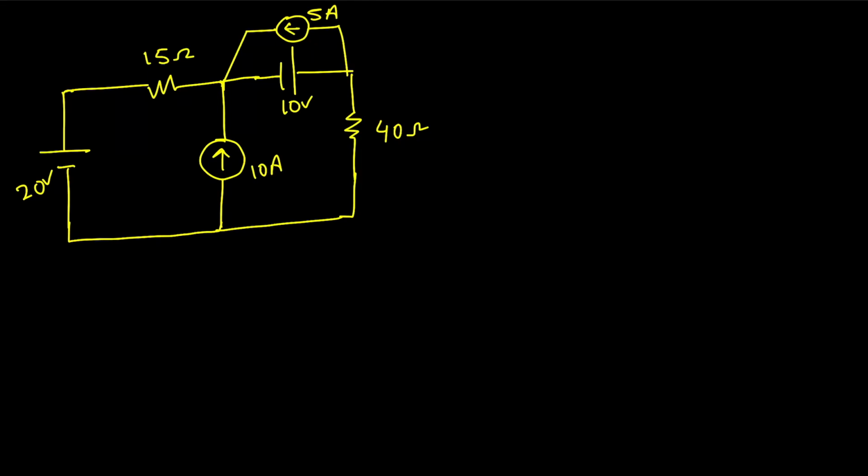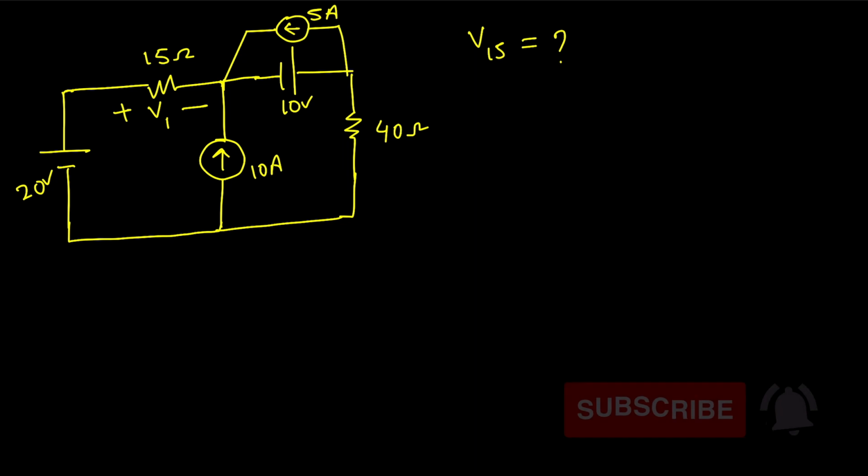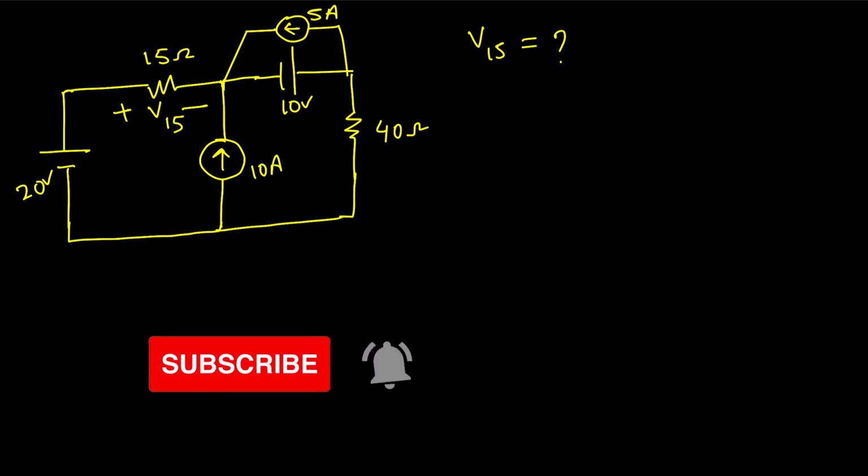Hello everyone. So today we will solve this problem. The question is: find out the voltage across the 15 ohm resistance. That means we need to find out this particular potential, V1. We can write this as V15. We need to find out V15.